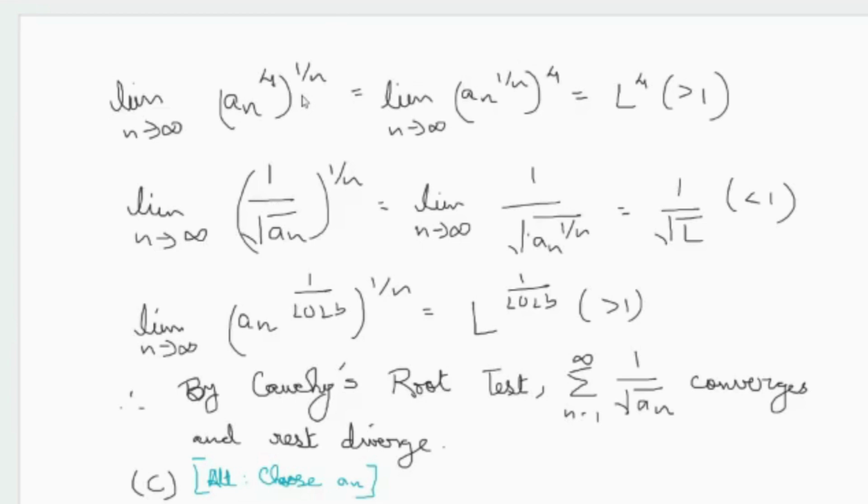Now we still have to check option D. The limit as n tends to infinity of a_n to the power 1 by 2023, all to the power 1 by n, is L to the power 1 by 2023, which is greater than 1 again. Now, by Cauchy's root test, only the summation from n equals 1 to infinity of root over 1 by root a_n converges. So our option C is correct.